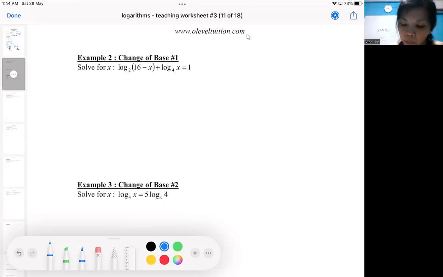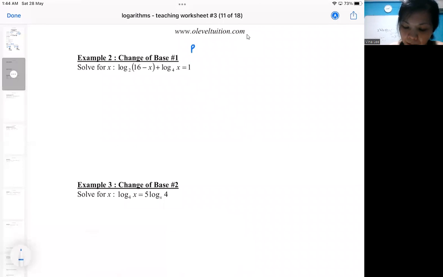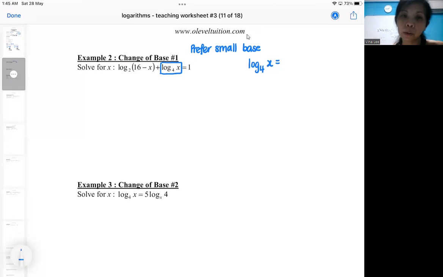You will always prefer a smaller base. So we will prefer a smaller base. Between two bases, you keep the one that is the smaller one. So in this situation, I should be changing this one to the base that I want.